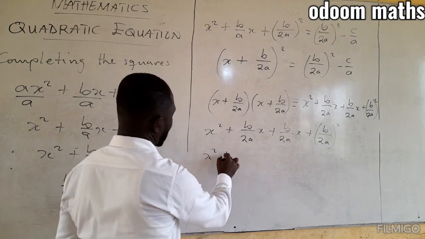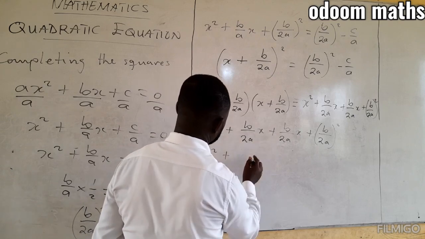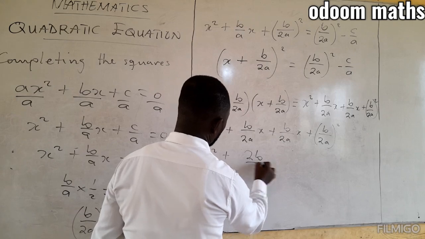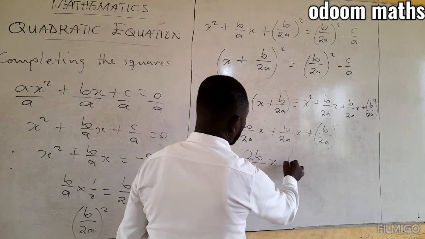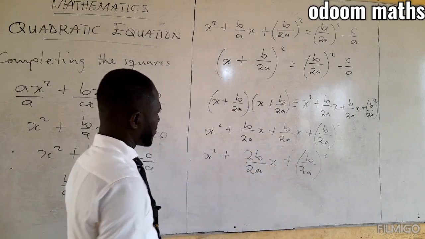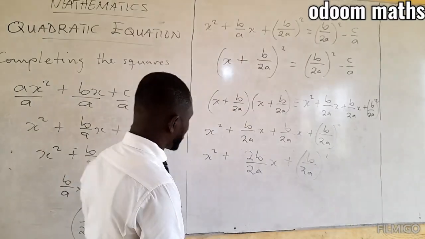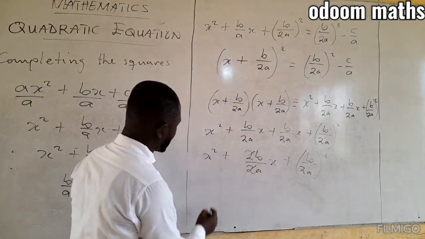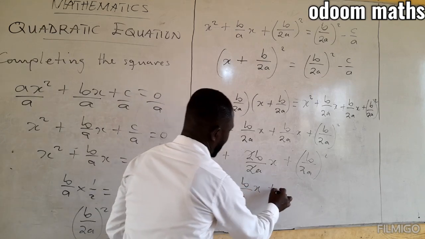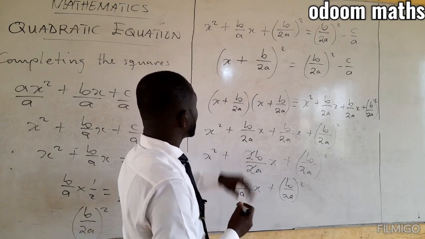So x squared plus b over 2a. So when you add these two, you are going to get, this is the same denominator, so this is going to be 2b over 2a x plus b over 2a all squared. Okay, so that is only this one. After, I'll tackle this one. So this will take care of this one. So we have x squared plus b over a x plus b over 2a all squared. So that is what we have here.